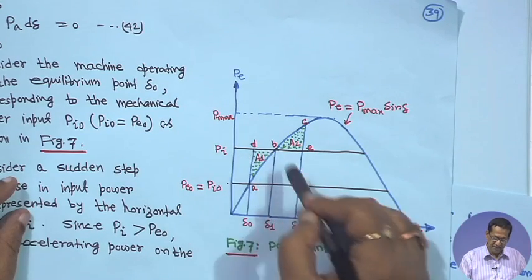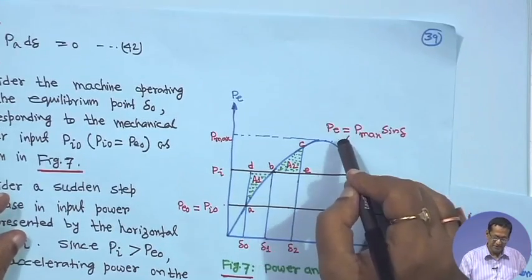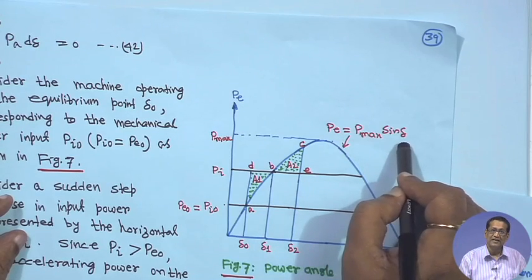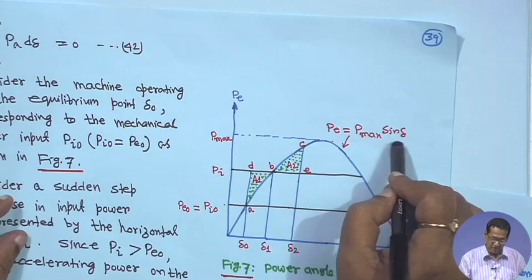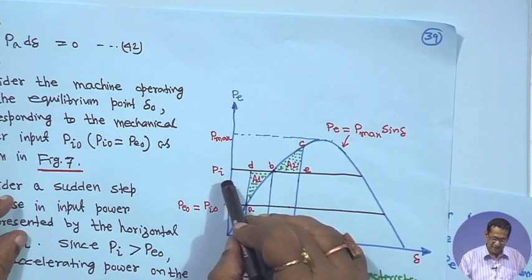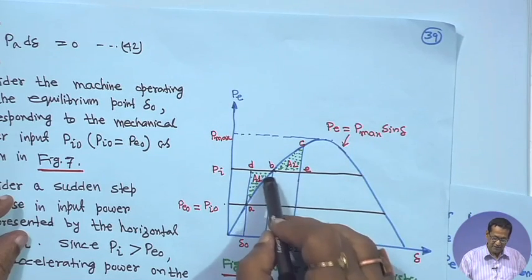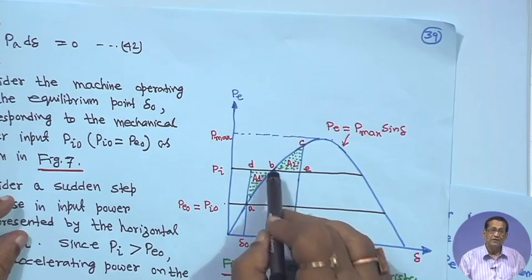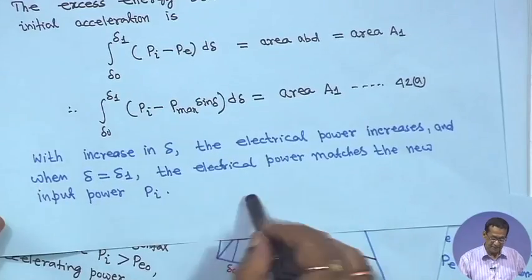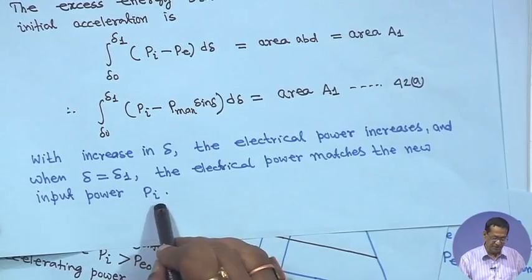So, at that time P I will be P 1, P max sin delta. I have written, when delta is equal to delta 1, P 1 is equal to P max sin delta 1. At this point P I is equal to P 1. So the accelerating power is 0 at this point, as the electrical power matches the input power P I.